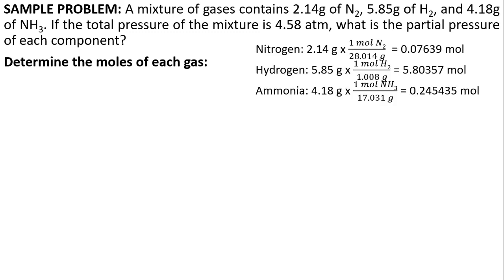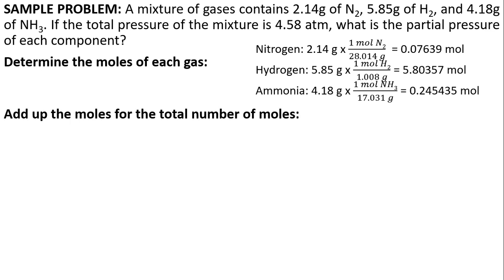If you're not familiar with how to do this, watch the previous video about mole conversion. Using the molar mass of nitrogen gas, this will give us 0.07639 moles. Hydrogen will have 5.80357 moles, and ammonia will have 0.245435 moles. Now you have to add them up to get the total number of moles. This will give us 6.125435 moles. As you can see, I'm still not rounding off.